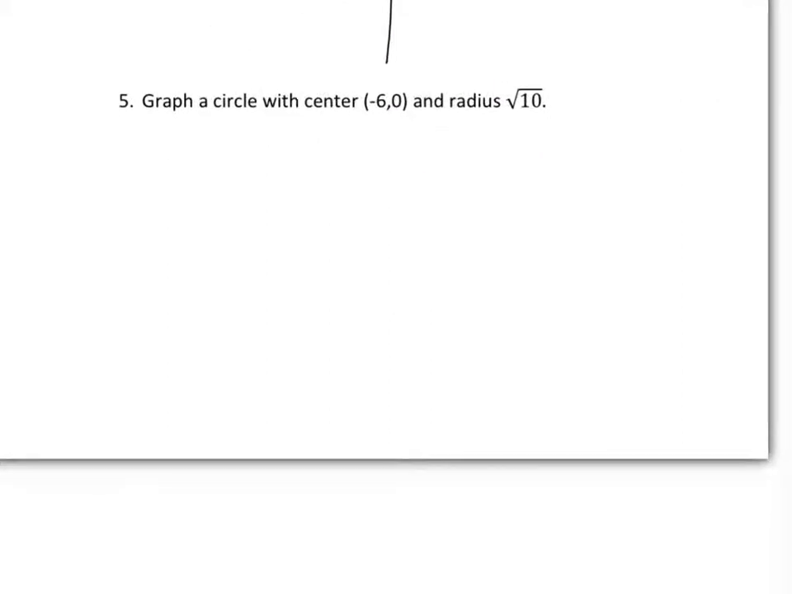And lastly, we're going to graph another circle. The center is at (-6, 0): 2, 3, 4, 5, 6. The radius is root 10. I'll do it in blue. We know that root 10 is just a little bit bigger than 3, so I need to go about 3 up and down and over.